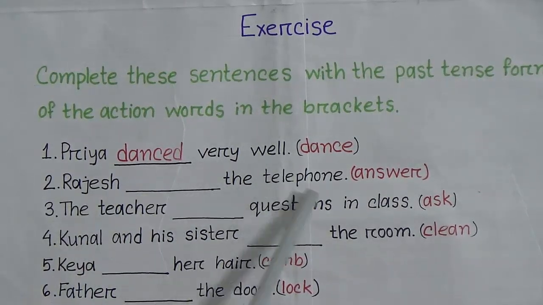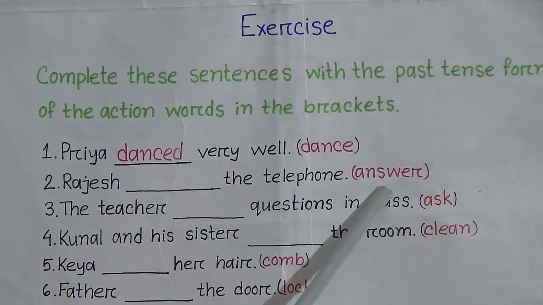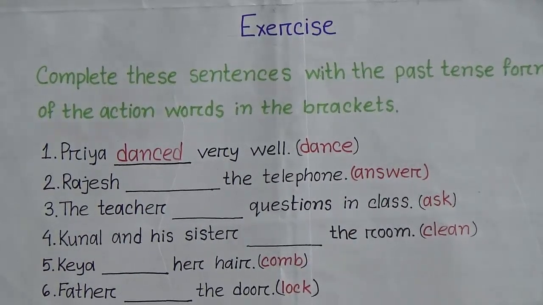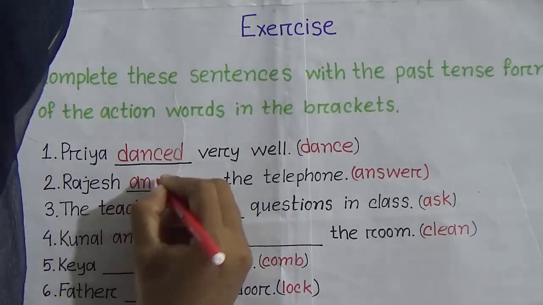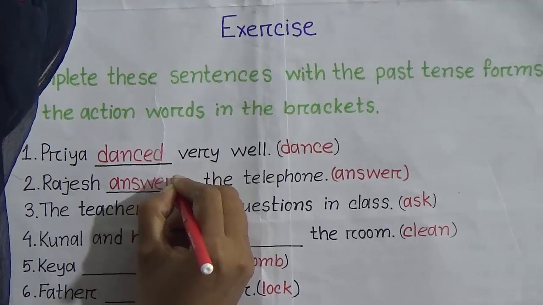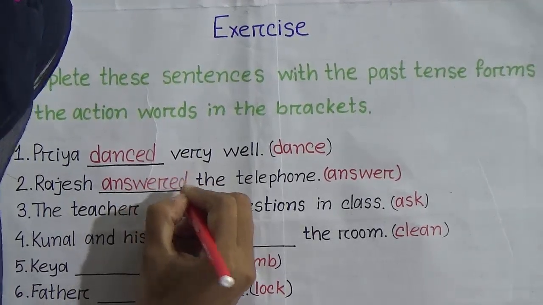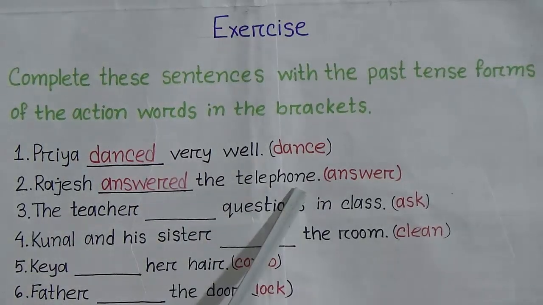Now come to number 2. Rajesh dash the telephone. In bracket you find the word answer. And the past form of answer is answered. A-N-S-W-E-R-E-D. Answered. Rajesh answered the telephone.